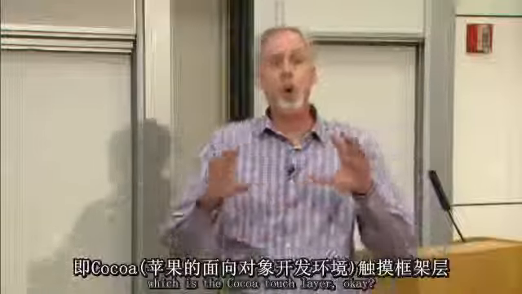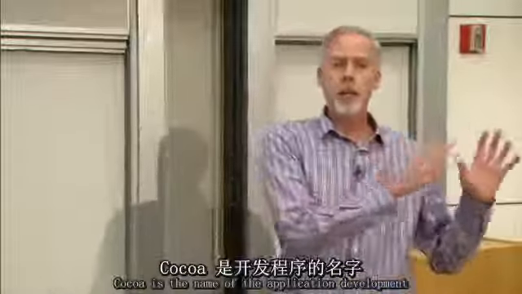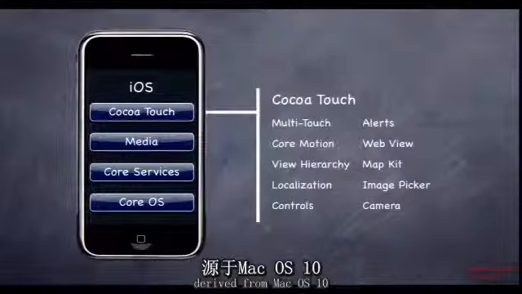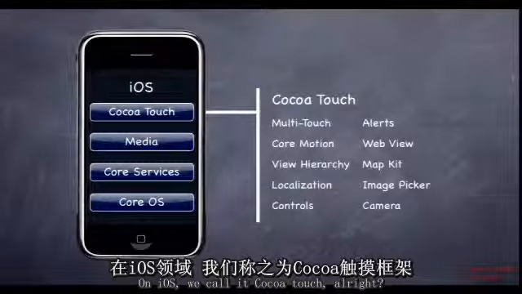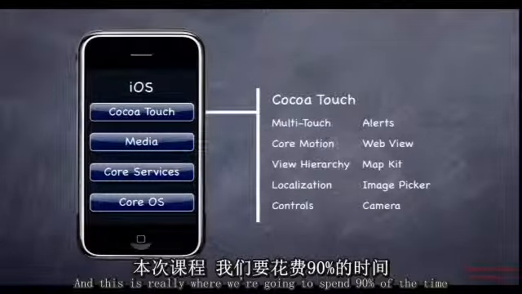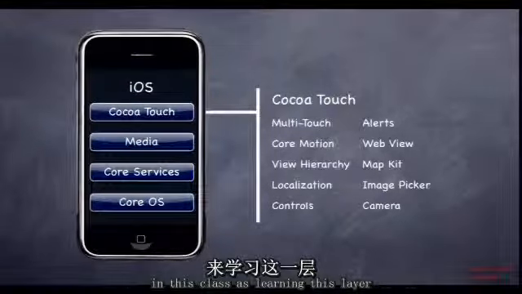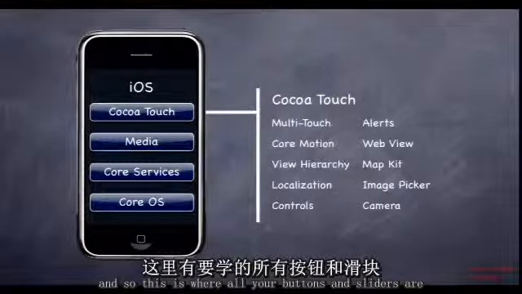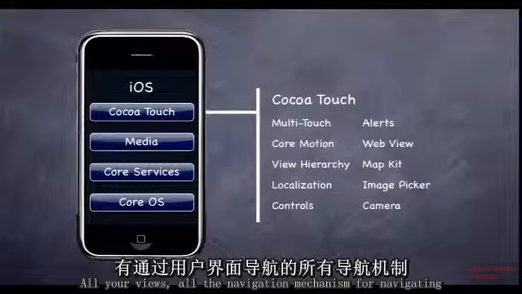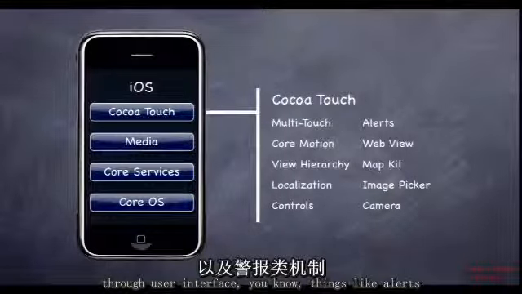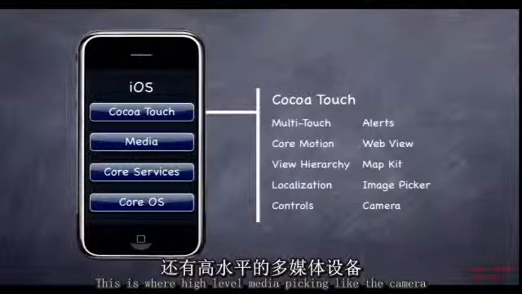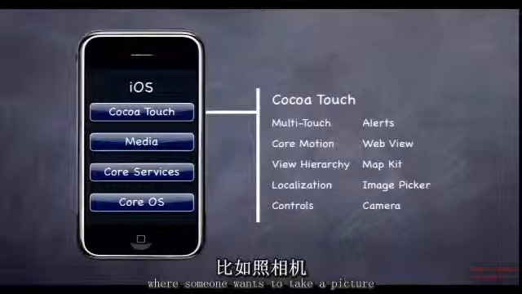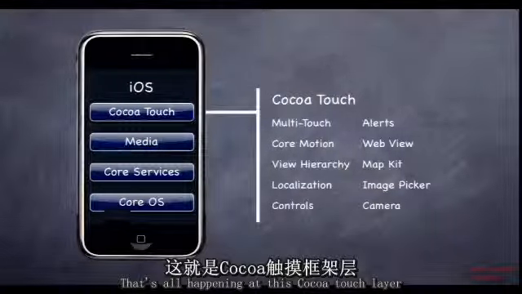Okay? And then finally, we have the top layer, which is the Cocoa Touch layer. Okay? Cocoa is the name of the application development environment for Mac OS X. On iOS, we call it Cocoa Touch. All right? And this is really where we're going to spend 90% of the time in this class, learning this layer. And so this is where all your buttons and sliders are, all your views, all the navigation mechanism for navigating through a user interface, things like alerts. This is where high-level media picking, like the camera, where someone wants to take a picture or something from their photo library, that's all happening at this Cocoa Touch level.